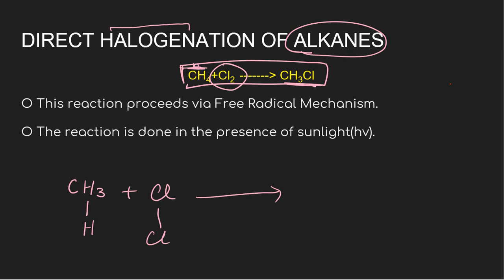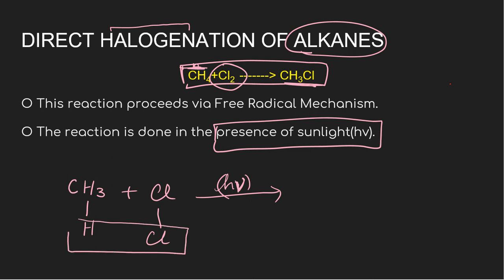Now the particular thing about halogenation of alkanes is that it always occurs in the presence of sunlight. This is an important point right here. Halogenation of alkanes always occurs in the presence of sunlight. And how do you represent this sunlight? You represent it in this manner, h nu. This is how you represent sunlight.